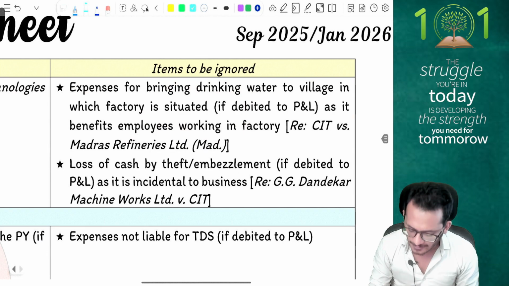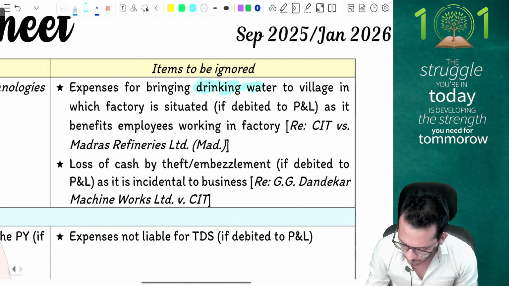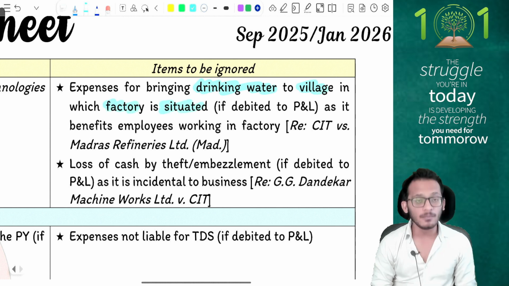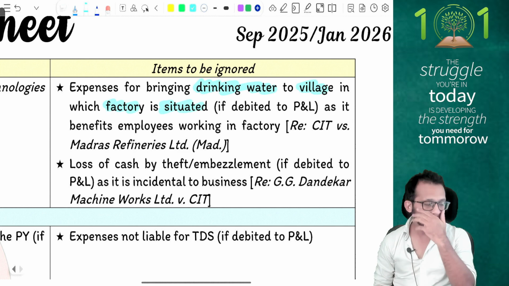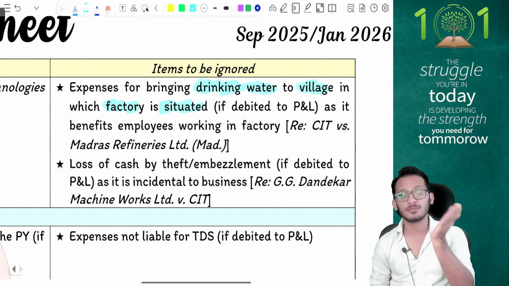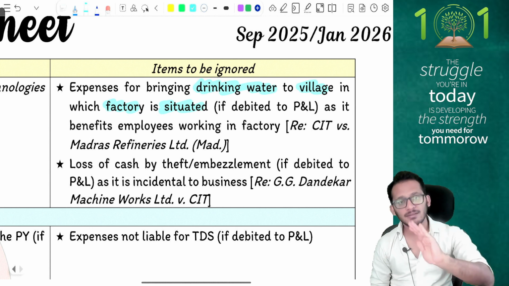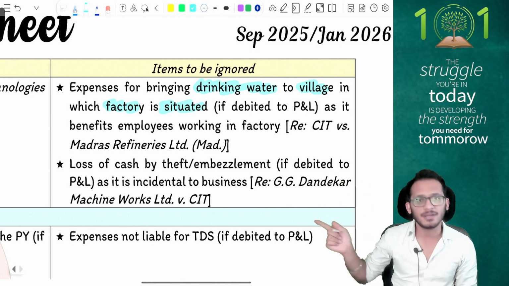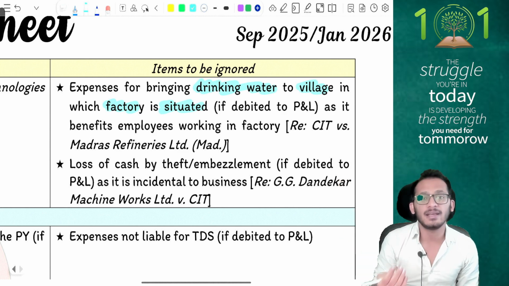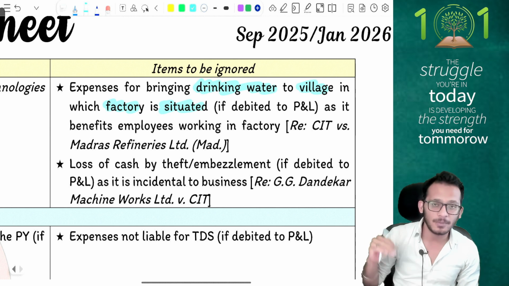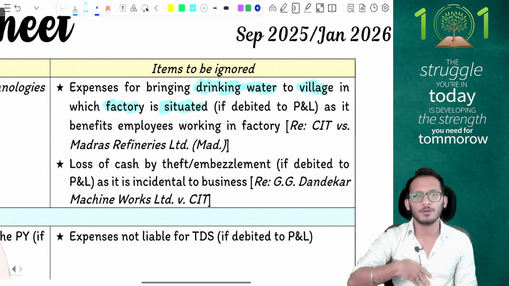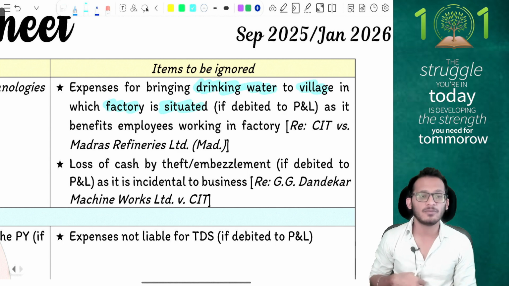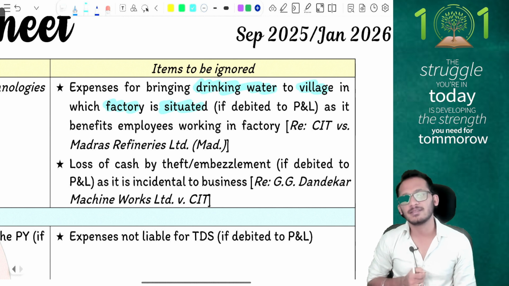Then any kind of expenses which are incurred for bringing drinking water to village in a place where the factory is situated. Normally in this instance, most of the people will come and say this looks like a CSR activity. However, the answer is not true. Notice that the place is having a factory also, which means when I bring drinking water to the village, it will not just benefit some outsiders, it will also benefit my own employees. Because it is also going to be benefiting my own employees, I can treat it as an employee benefit expense and therefore claim it as a full deduction.